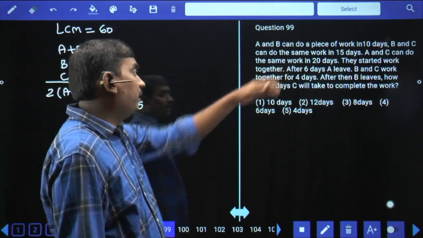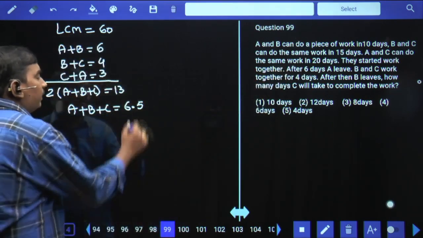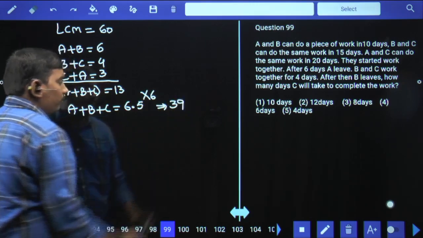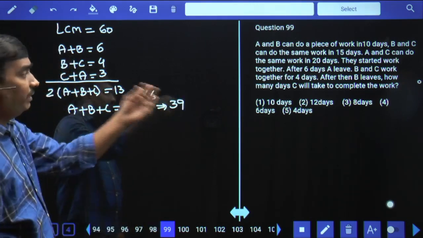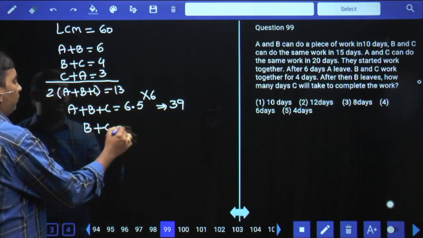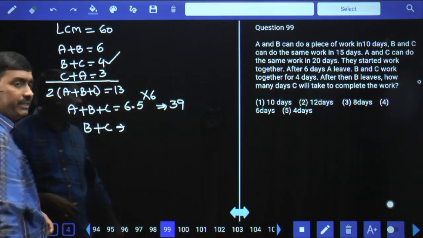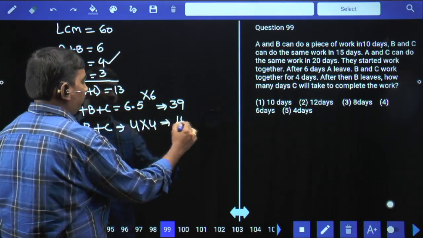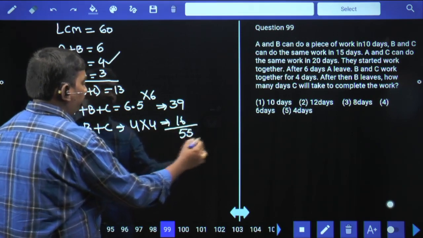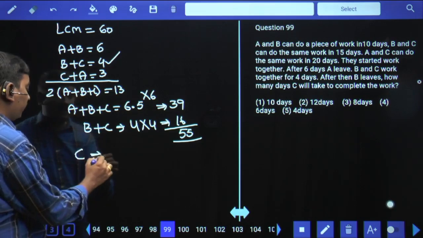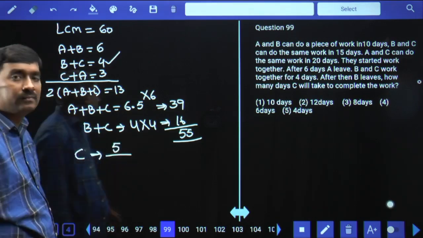All together started, after 6 days A left. Up to 6 days they are working together. In 6 days they can do 39 units. Then A left. B and C work together for 4 days. B and C in 1 day do 4 units, then in 4 days 4 fours are 16 units. So a total of 55 units are over out of 60. The remaining 5 units are done by C in how many days?